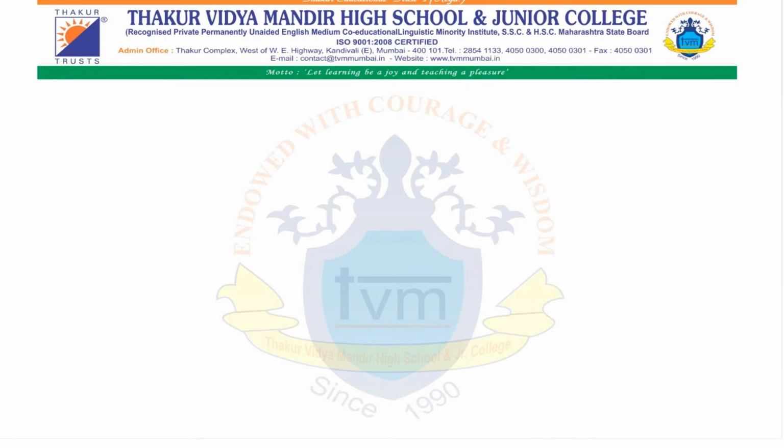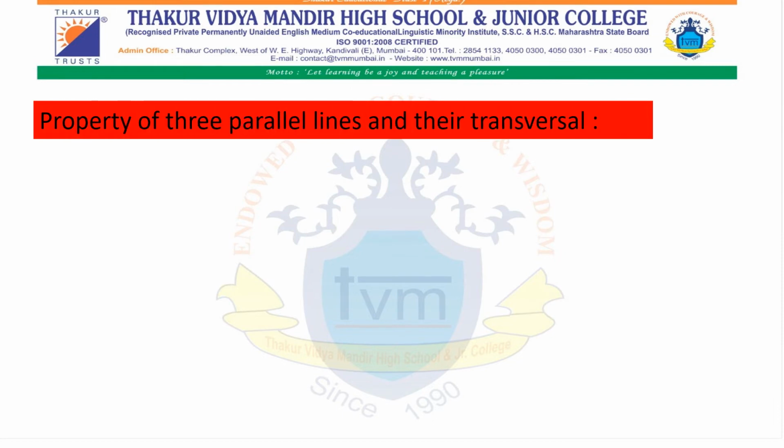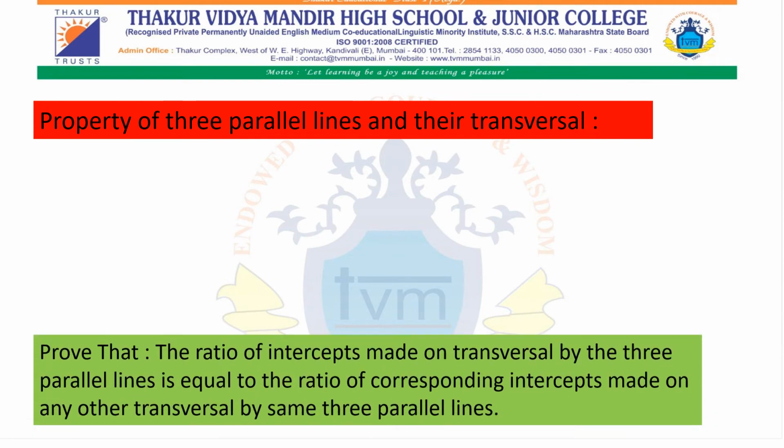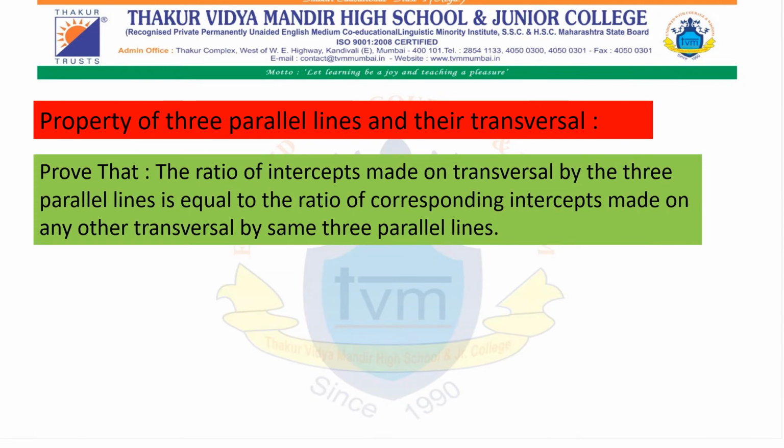Let us prove the next theorem, which is based on the basic proportionality theorem. The theorem is called the property of three parallel lines and their transversal. Let us see the statement of this theorem. Prove that the ratio of intercepts made on a transversal by three parallel lines is equal to the ratio of intercepts made on any other transversal by the same three parallel lines.